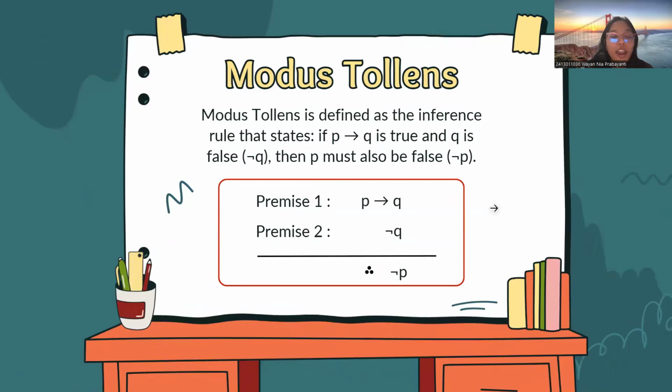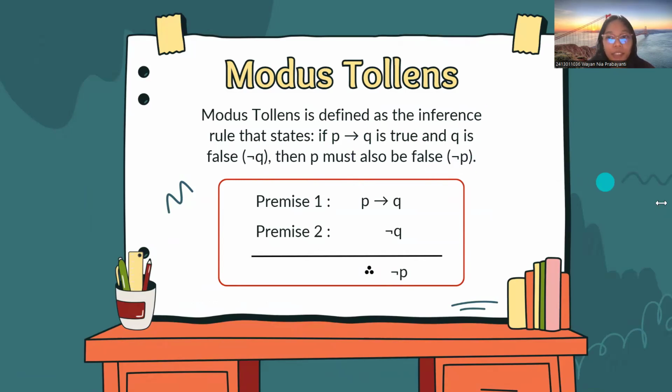Okay, next we have modus tollens. Modus tollens is defined as the inference rule that states if P then Q is true and Q is false, or negation of Q, then P must also be false, or negation of P. In other words, if you know if P then Q, but Q did not happen, then P could not have happened either. It works by ruling out the cause through the absence of the effect.